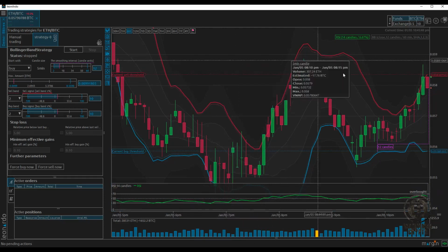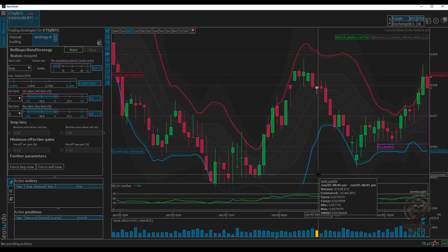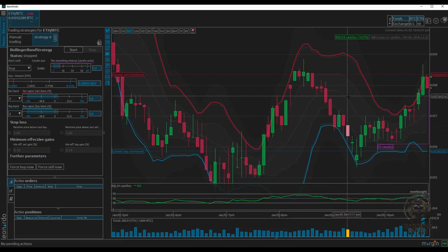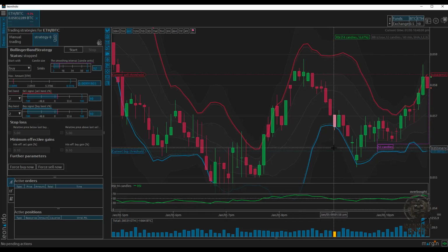The Bollinger Band Bot, so basically for those that don't know, it's a formula calculated using moving averages, and based on that formula it calculates the upper band, which would be your sell signal, and the lower band, which is usually your buy signal.